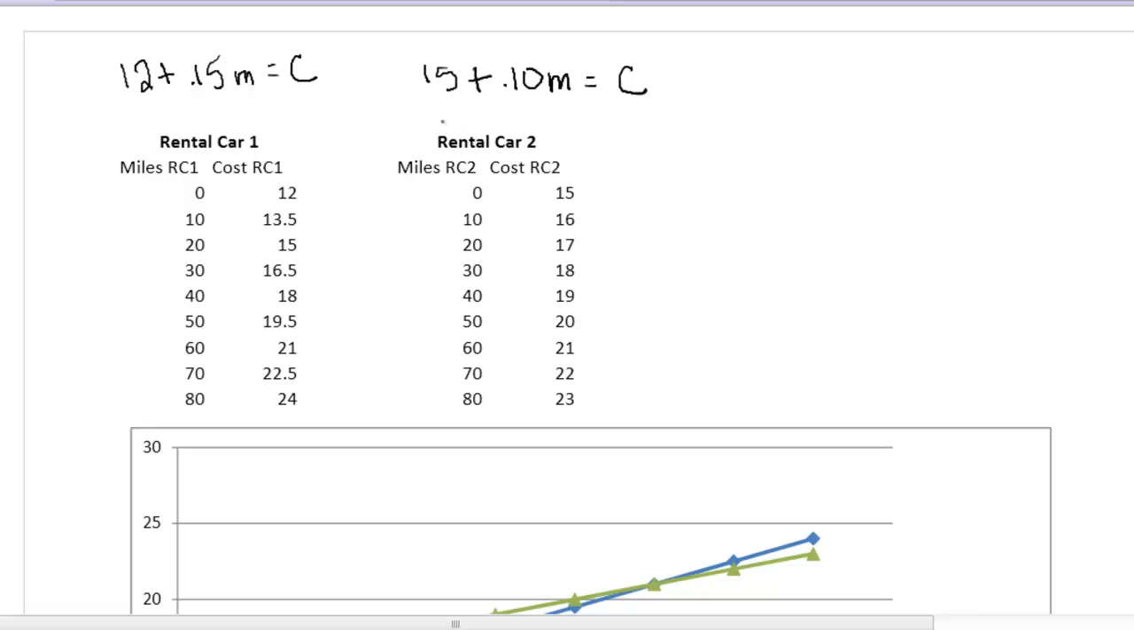So, these are our basic equations. We could change the c to a y, and have y equal to 0.15x plus 12. There's the y-intercept, x is our miles, and y is our charge. So these equations, if I write them in this format, might make a little more sense. And the other one is y equals 0.10x plus 15.